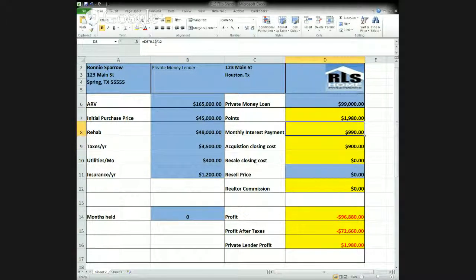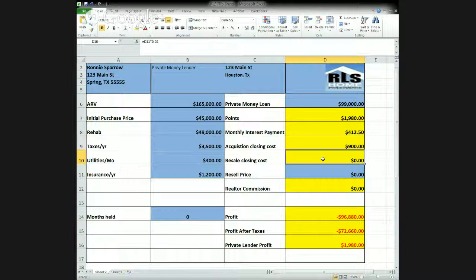So that's a quick way to figure out what your interest payment is going to be per month. So it's $412.50 for me. These are your closing costs. This is 2%. See that 2? It's 2% of B7, which is the purchase price. My initial purchase price. The closing costs are going to be 2% of that initial price.